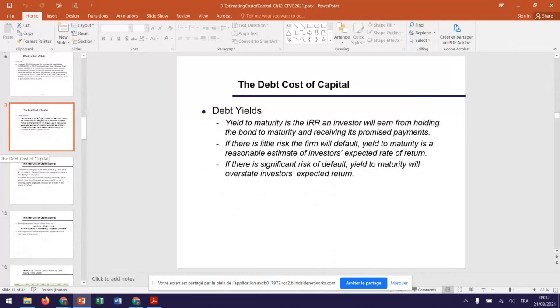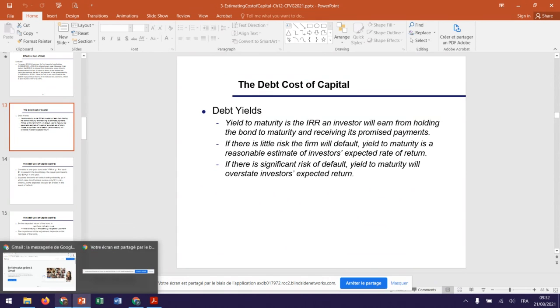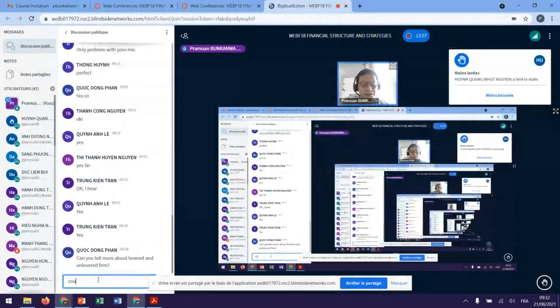As I told you, the cost of debt here is not necessarily the coupon rate. The coupon rate is just the rate that the bond investor will receive as cash flows, right? Nothing to say about the cost of debt. Okay, the coupon rate is not the cost of debt. Why? Somebody tell me why the coupon rate is not the cost of debt.